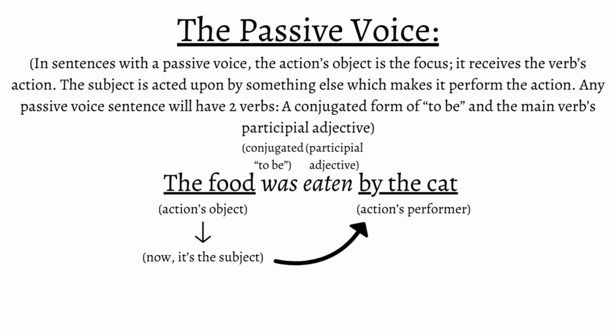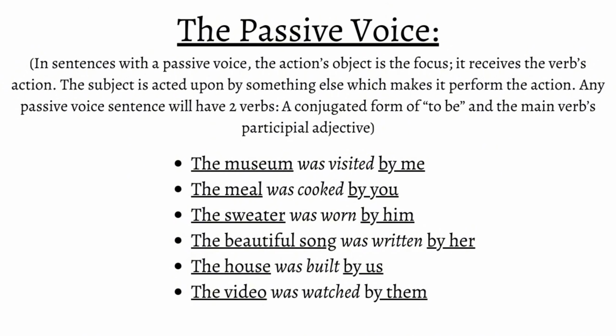To make learning simple, let's put the previous examples that I've shown in the passive voice. The museum was visited by me. The meal was cooked by you. The sweater was worn by him. The beautiful song was written by her. The house was built by us. The video was watched by them.